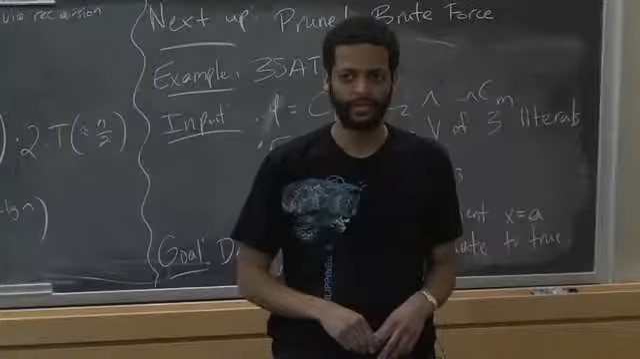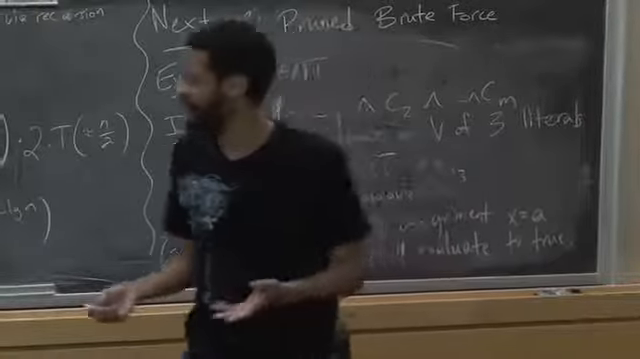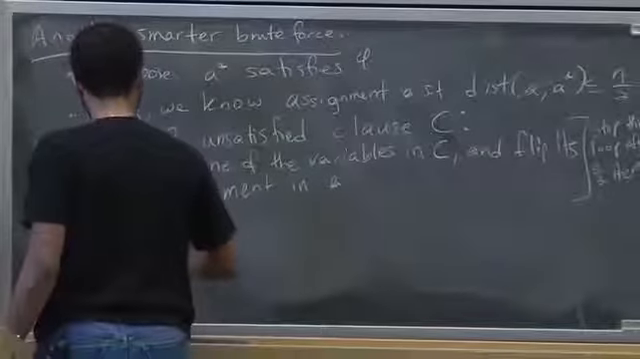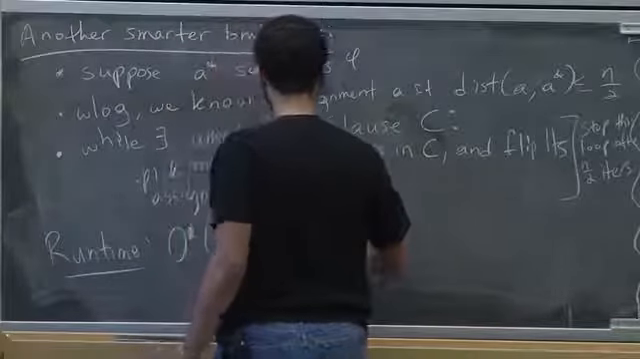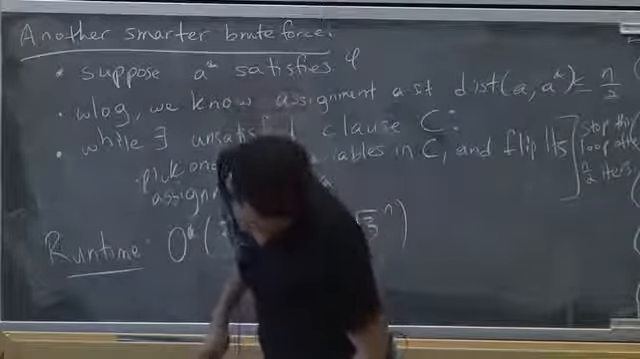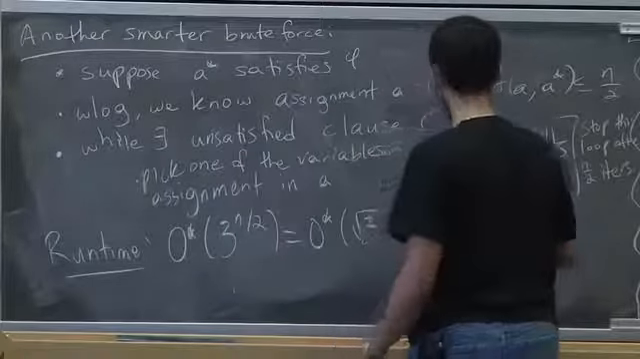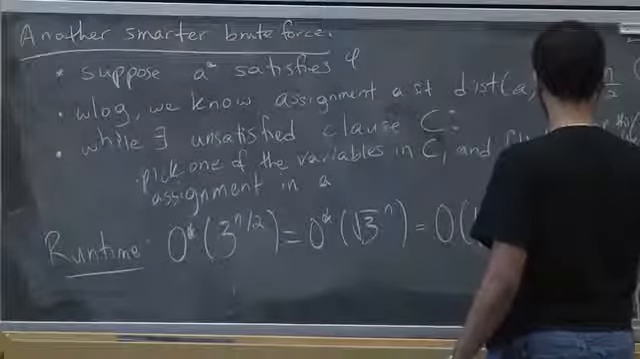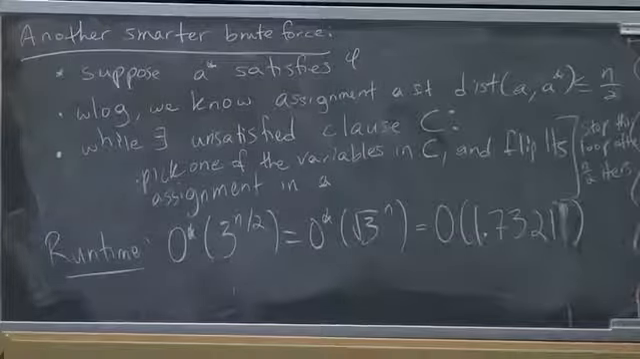Okay. So what's the running time of this algorithm? Sorry? Yeah, root 3 to the n, right? So the runtime is O star of 3 to the n over 2, which is root 3 to the n. And root 3 is something like, what is root 3? 1.7321. Okay, so that's another algorithm that gets a better base in the exponent.